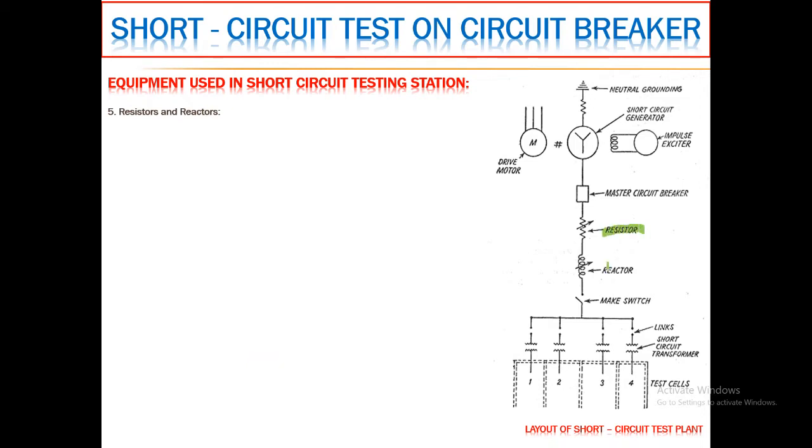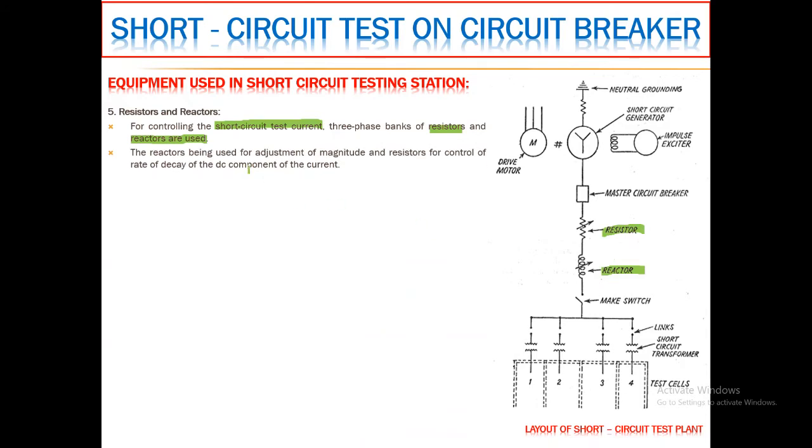Resistors and reactors. For controlling the short circuit test current, a three-phase bank of resistors and reactors is used. So the purpose of these resistors and reactors is now clear: they are used to control the short circuit current. Reactors are used for the adjustment of magnitude and the resistors for the control of the rate of decay of the DC component of the current.